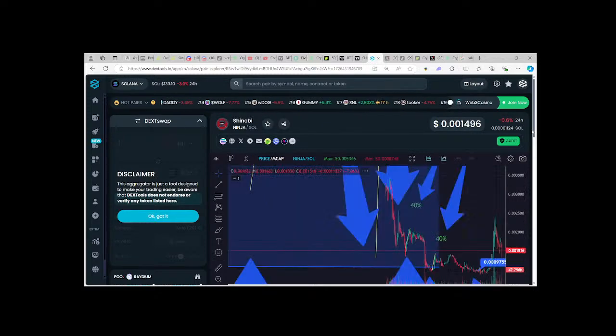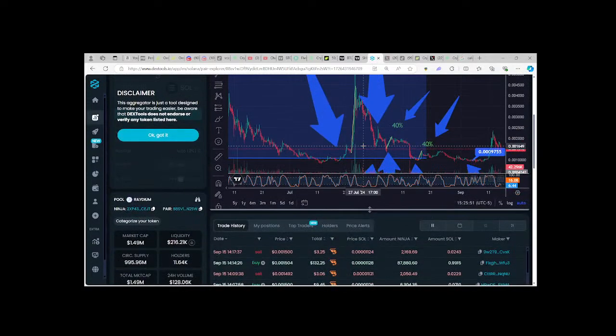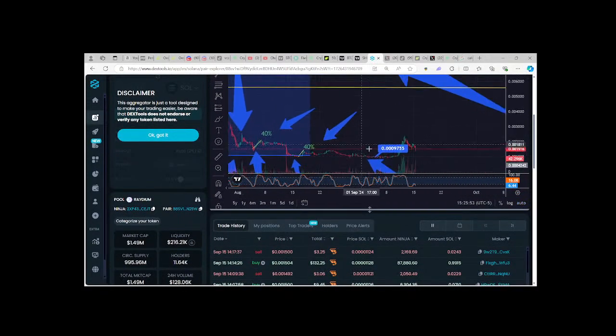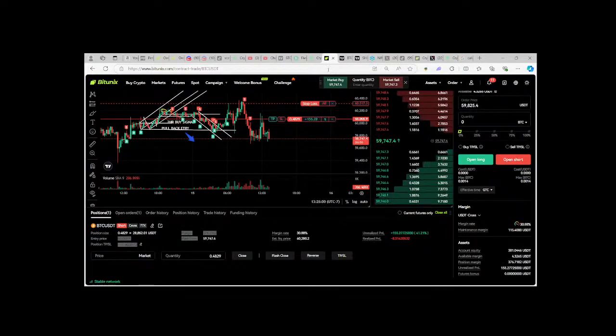Right now where Ninja is, it's a good time to dump in. Not financial advice, do your own research, but I would definitely be looking after this pullback, which is happening. The next buy zone, probably a $5,000 buy-in, and then go from there.